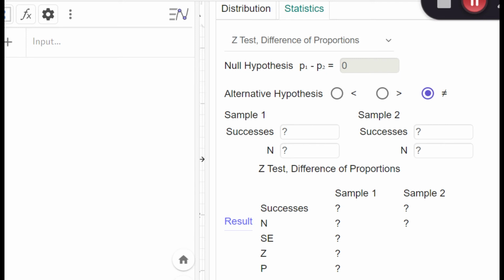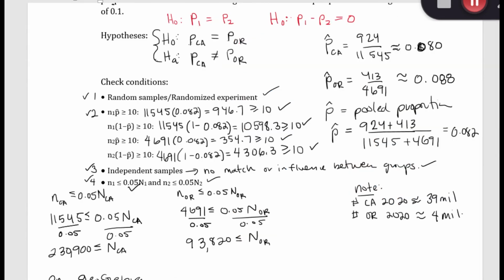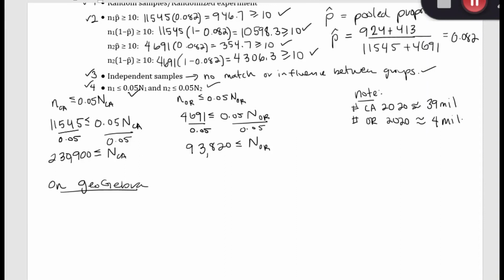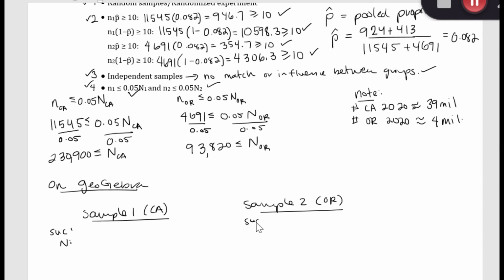So we are going to have to go through and fill this in for our own reference. We have sample 1, and this is my Californians. And we have sample 2, and this is my Oregonians. We have the successes and we have n. When you are using this, we're talking about the sample successes, sample n. Even though in our book we use capital N for population, this n is referring to the sample n. So this is actually a little n.